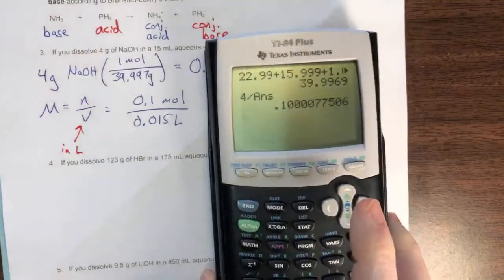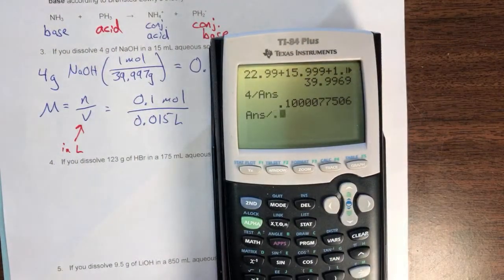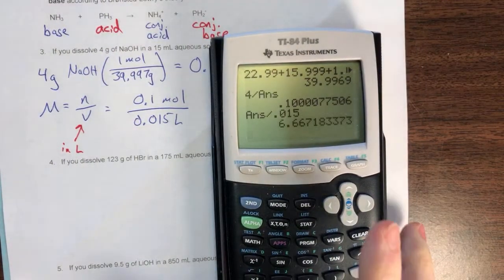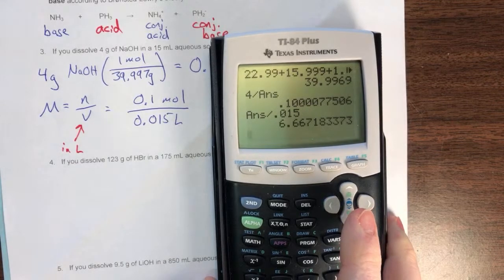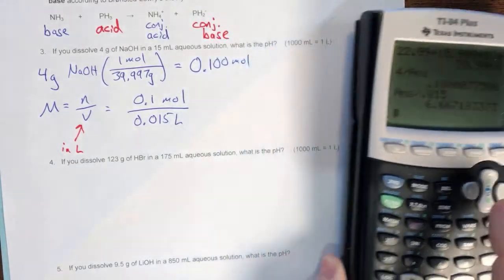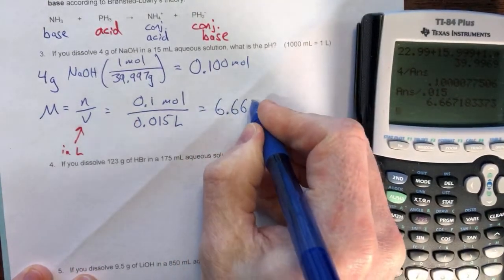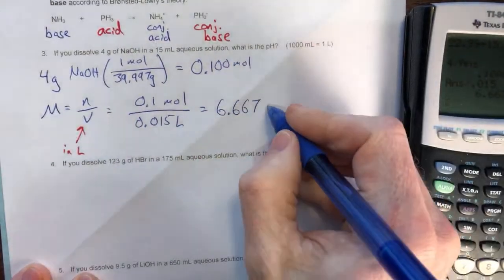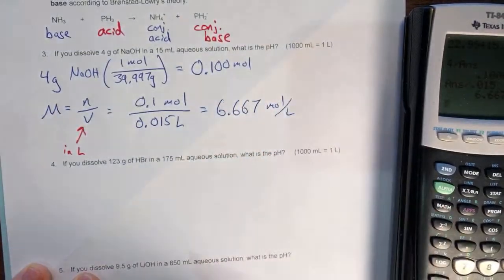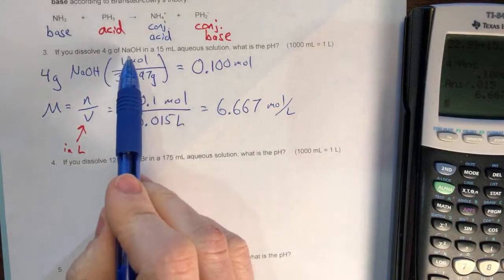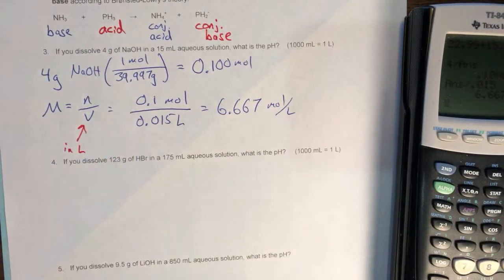So let's go ahead and do that. So divided by 0.015 means we have 6.667. A lot of sixes there. 6.667 moles per liter. Finally, what is the pH? Now, to calculate the pH, we need to know, is this an acid or a base? What do you guys think? Is it an acid or a base? Let's see in the comments section.